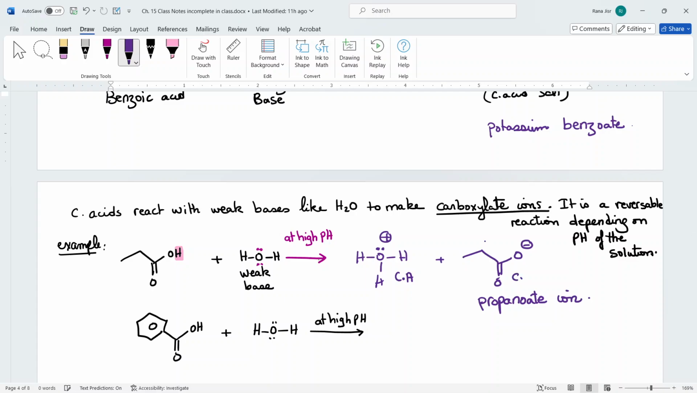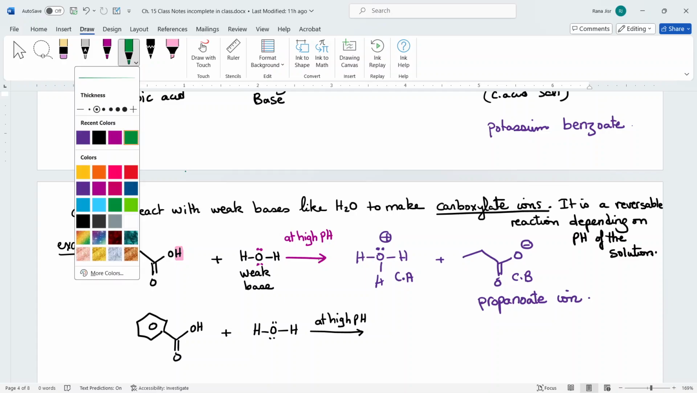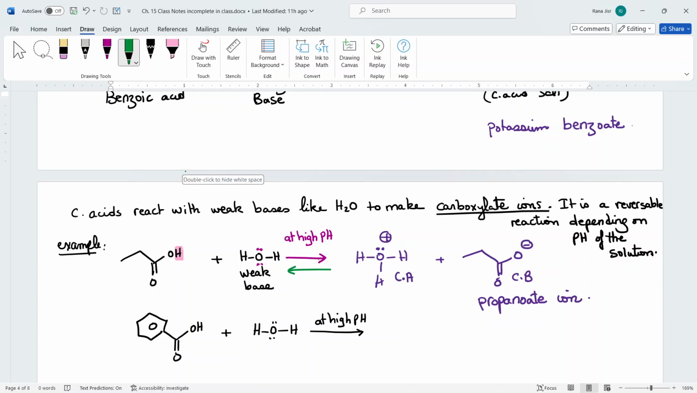Which is a conjugate base. Okay, that is at high pH. If my reaction goes at low pH, this means that it is reversible. Then this is at low pH in there. So if I start with these two as reactants, then my product is going to favor the formation of the acid at low pH. So always remember, high pH, I am forming the base.